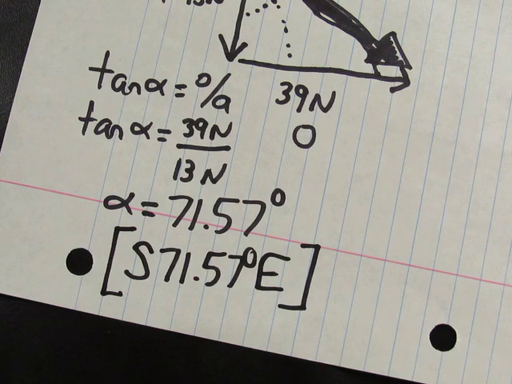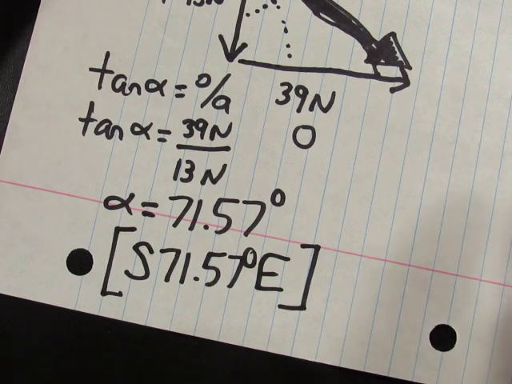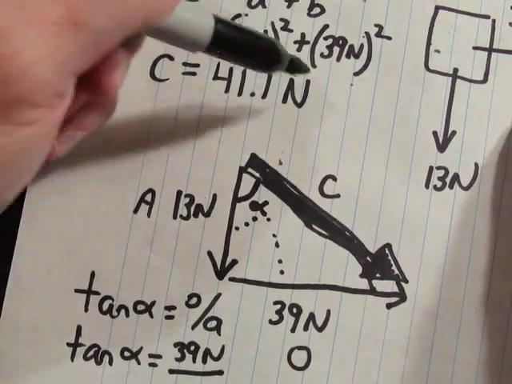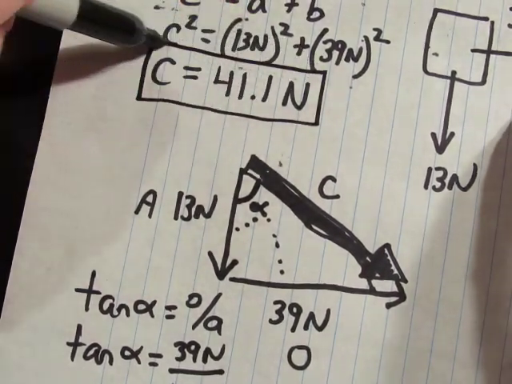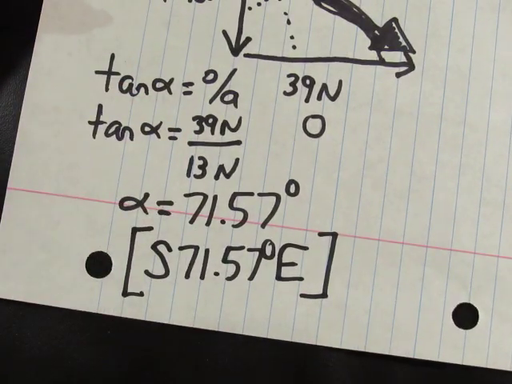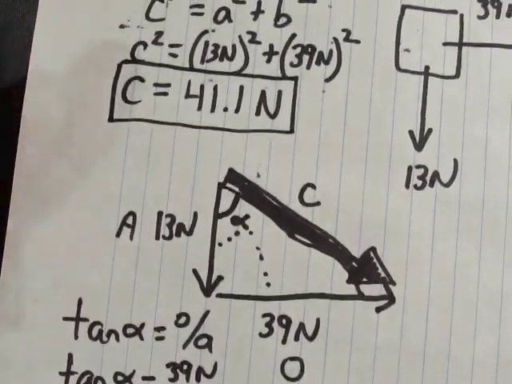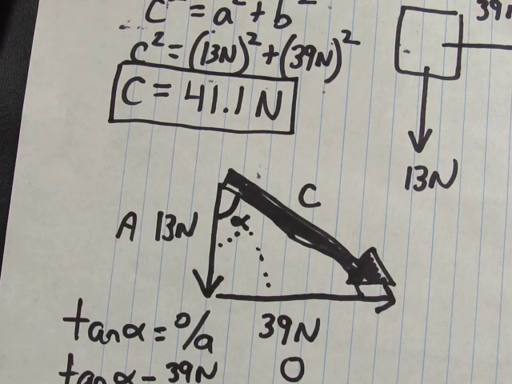Now, if you go back to the original page and look at this question, it goes a little bit further because it asks you, if you applied this force, how long would it take for the object to move 10 meters, starting from rest? These are the two answers to what I've done so far. The net force is 41.1 newtons. The direction is south, 71.57 degrees east. We don't need this anymore to continue the question, but we are going to need the net force. So where do we go from here?